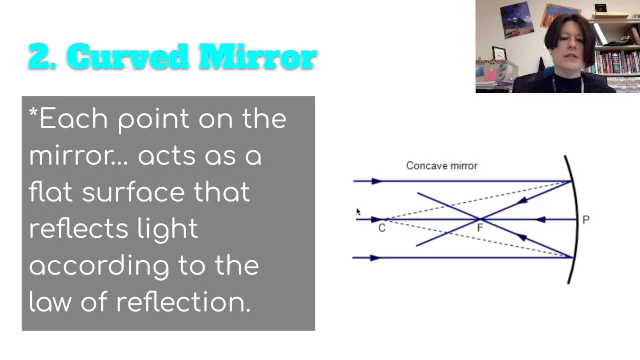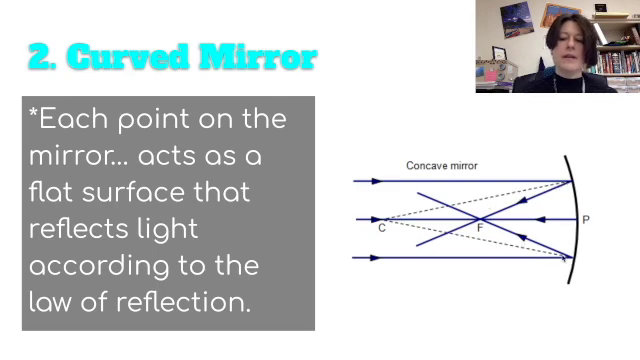Now, curved mirrors are a little different as far as the ray diagram. Go ahead and copy this ray diagram in the space provided. Each point on the mirror acts as a flat surface that reflects light according to the law of reflection. And so here, the ray comes in and straight on it just bounces back. Here, the ray comes in, bounces off. Now it's at an angle, so it bounces this way, following, and we have our normal here.